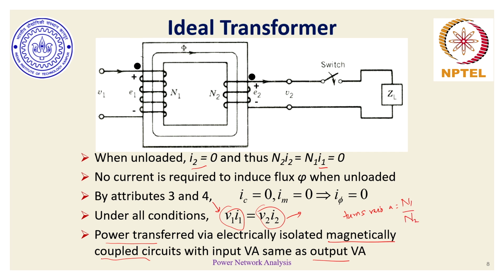If N1 and N2 are equal, the transformer doesn't serve any purpose. There is no need of having a transformer. Power is transferring from the same voltage to the same voltage level.